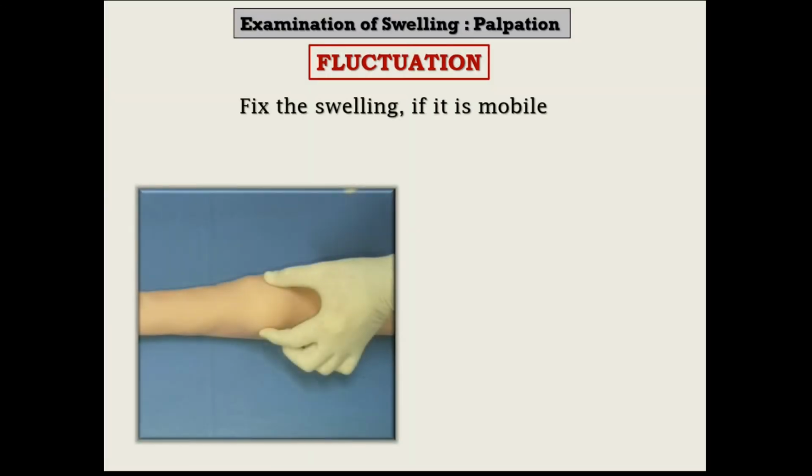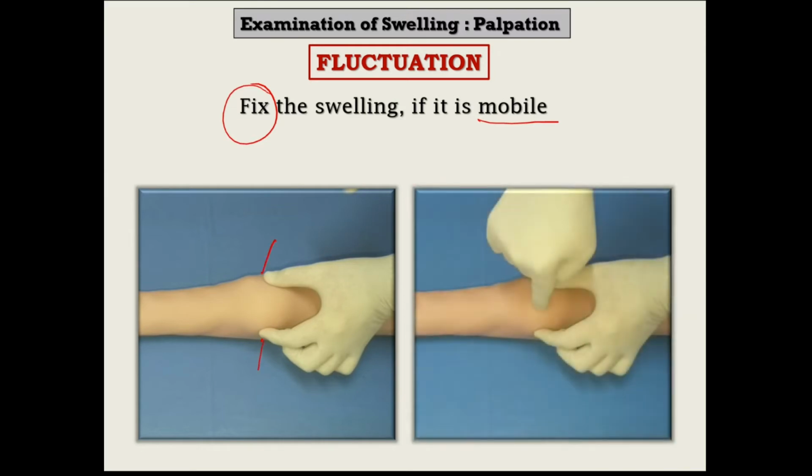Fluctuation test cannot be performed on a mobile swelling, so it is quite essential to first fix it. Now as you can see here, thumb and index finger of one hand is fixing this mobile swelling, and index finger of the other hand is generating the pressure wave on the pole. Now in this case, these two fingers are doing a double job because they are not only fixing this mobile swelling, but at the same time they are simultaneously feeling the pressure wave.